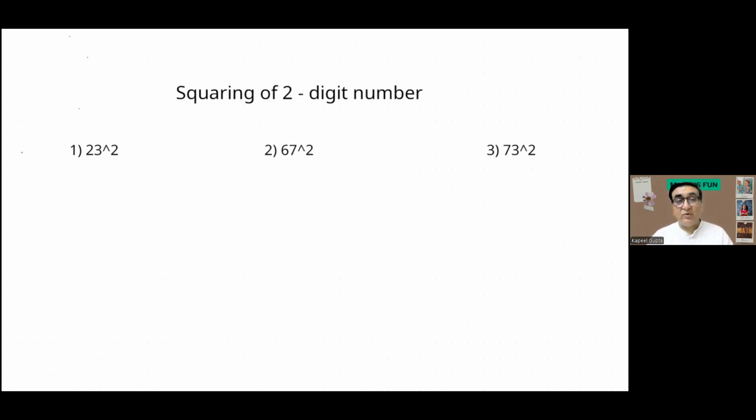So why am I doing only two-digit numbers? Because I'm giving you time to master every trick, right? So we are trying to move slow and steady.